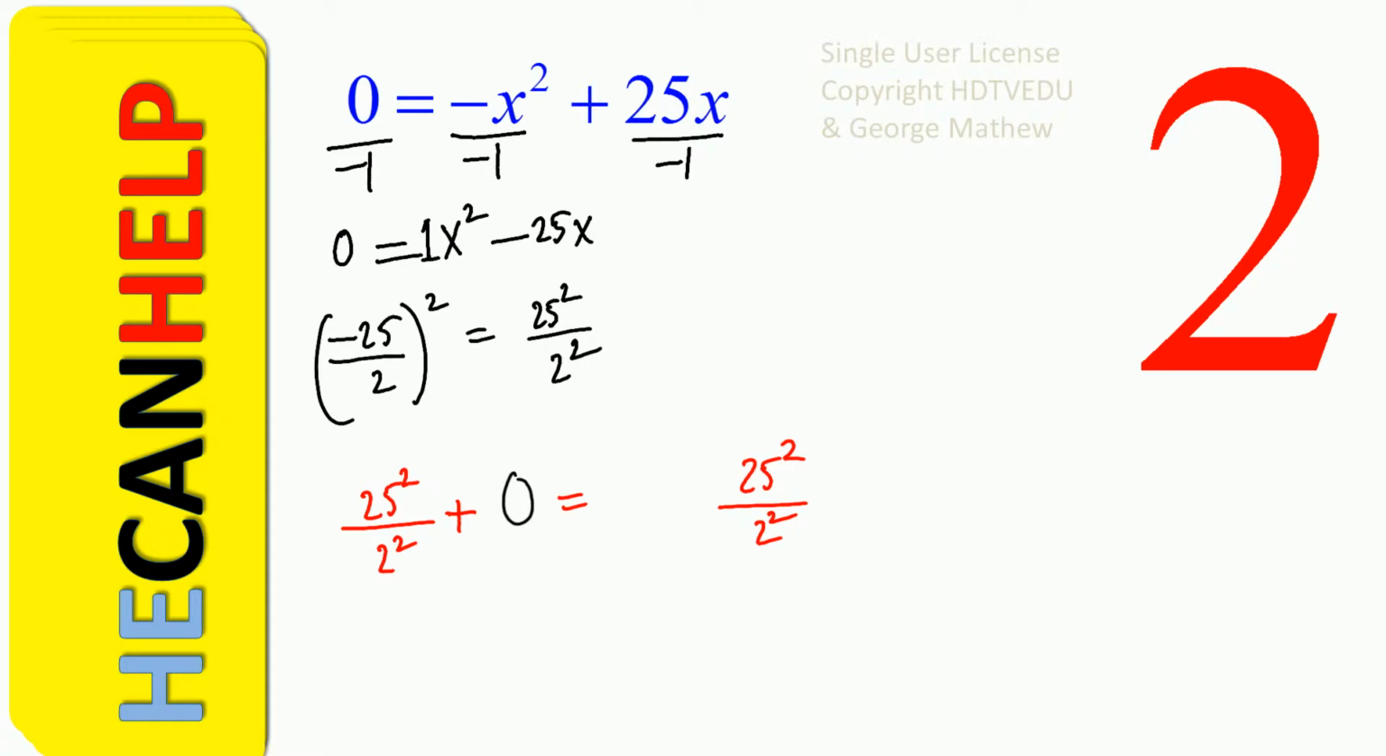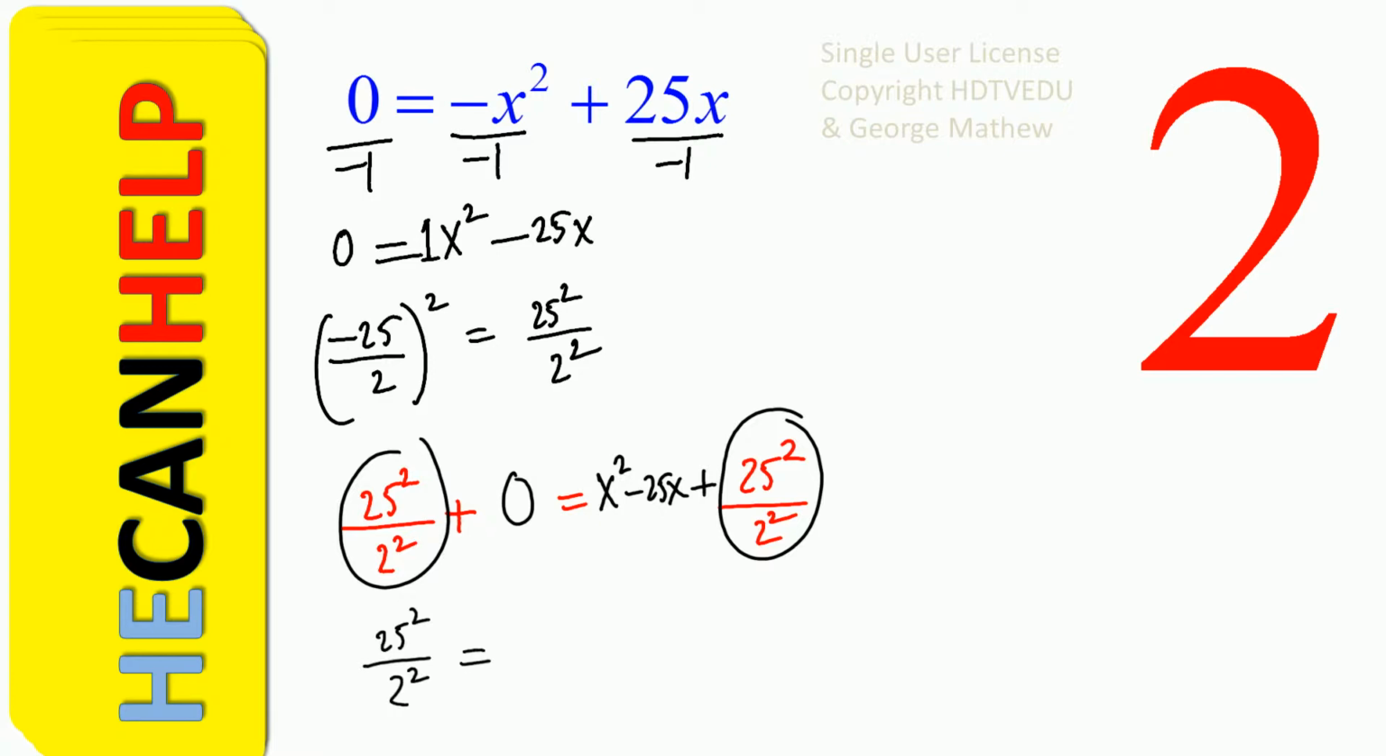From before, we had 0. And then on the right side, we have x squared minus 25x. And we have to add. So we add 25 squared over 2 squared to both sides. So we get 25 squared over 2 squared is equal to, this whole thing is nothing but x minus 25 over 2, the whole squared.